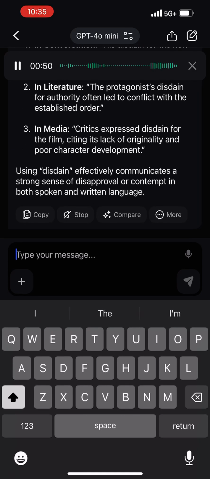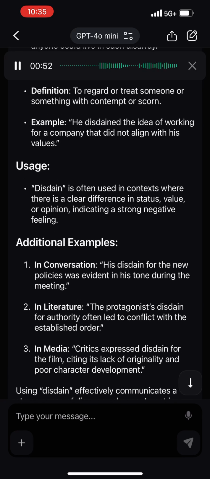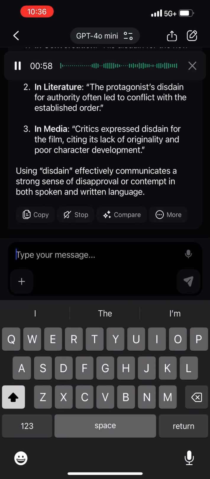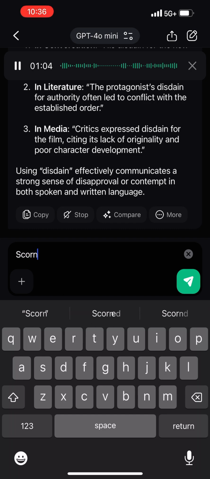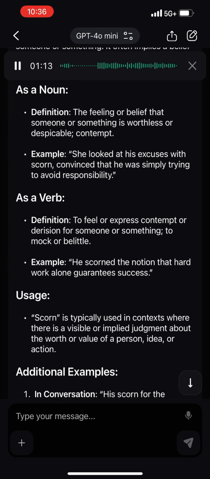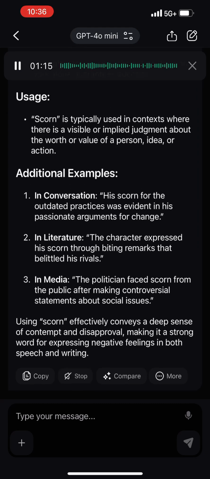In conversation. His disdain for the new policies was evident in his tone during the meeting. 2. In literature. The protagonist's disdain for authority often led to conflict with the established order. 3. In media. Critics expressed disdain for the film, citing its lack of originality and poor character development. Using disdain effectively communicates a strong sense of disapproval or contempt in both spoken and written communication.